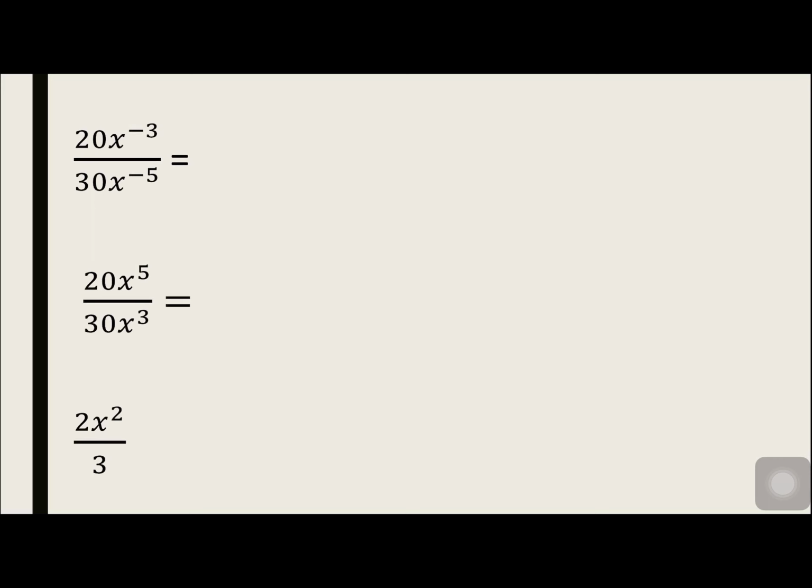20x to the negative 3 over 30x to the negative 5. The x to the negative 3 goes to the bottom as x to the positive 3. The x to the negative 5 goes to the top as x to the positive 5. Reduce. 10 into 20 is 2. 10 into 30 is 3. Subtract your powers. 5 minus 3 is 2. The bigger power is on top, so that's why x squared is on top.